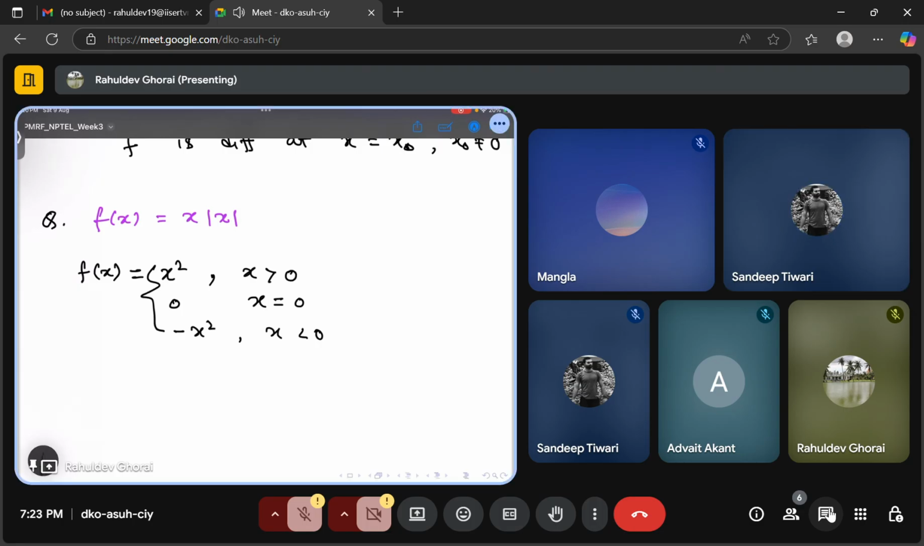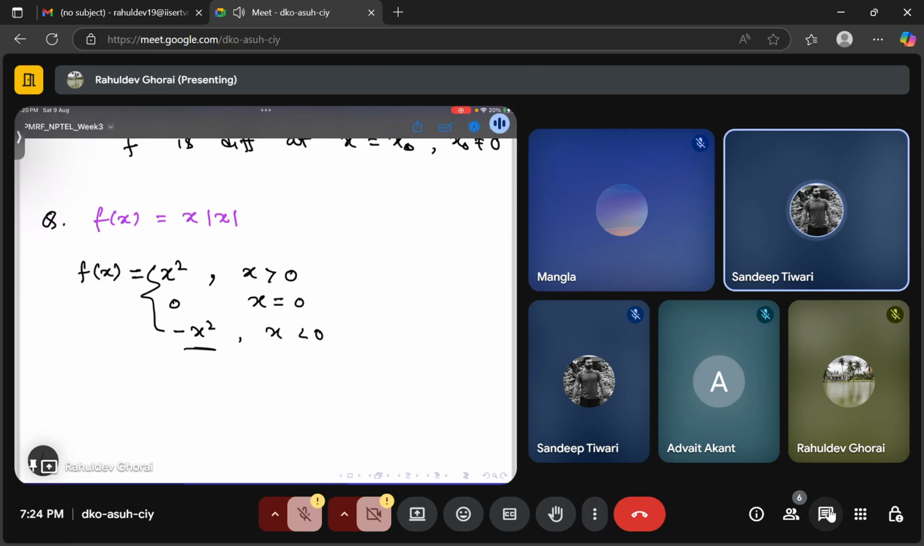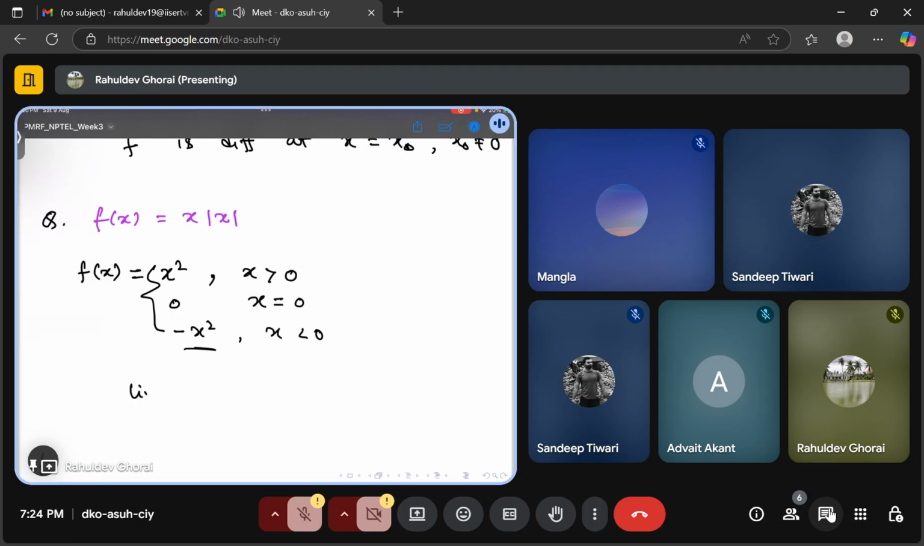Then the only problem, if it comes, might be at x equal to 0. At other points, it will not be a problem. You can check it also. Otherwise they are smooth. In the region x greater than 0 and x less than 0, they are smooth: x square, minus x square. So the only problem may come at x equal to 0.